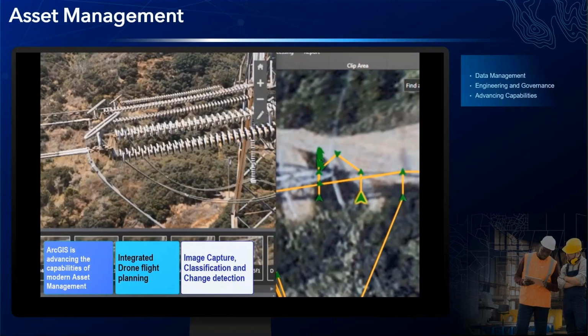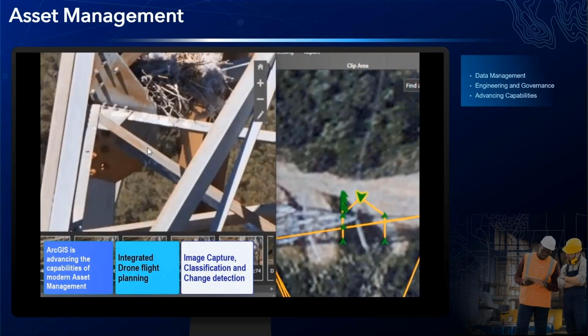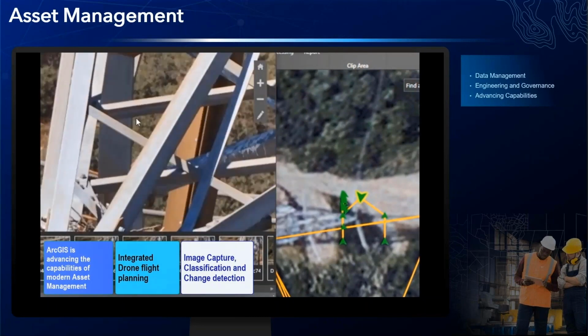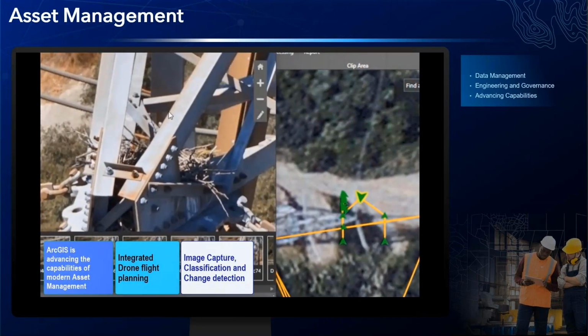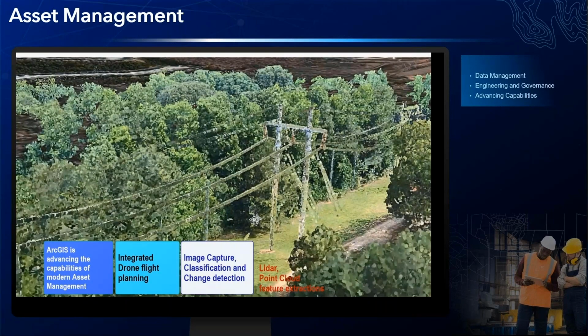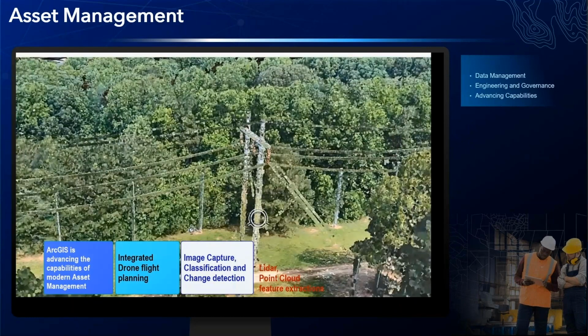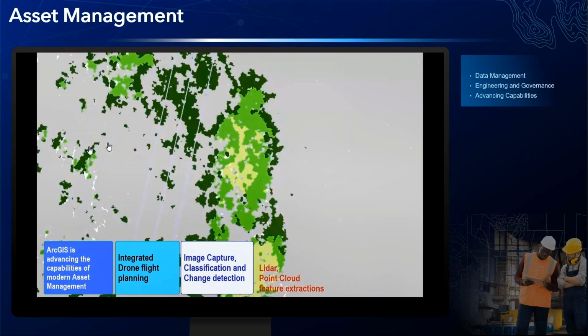You can also pan around and see, okay, is there any other non-physical related, so external factors that are impacting your assets? In this case, it's a couple of birds' nests up on the poles. So the image capture, classification, and change detection is really advancing our technology, but it's integrating in with LiDAR, point cloud data, feature extraction tools.